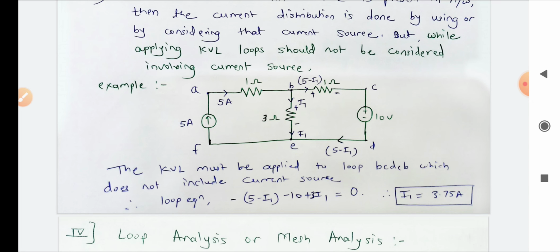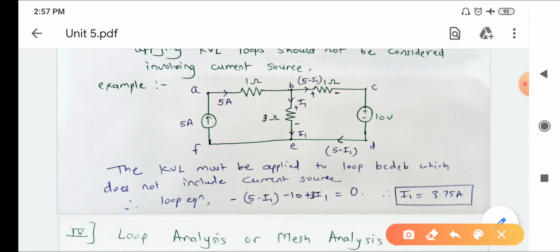Now we are not going to consider the loop A, B, E, F, because in this loop the current source is present. So we are going to apply KVL only to loop B, C, D, E, B, because in this loop the current source is not there, and we have already assigned the currents to each and every element in this loop, and hence we can easily write the equation by applying KVL.